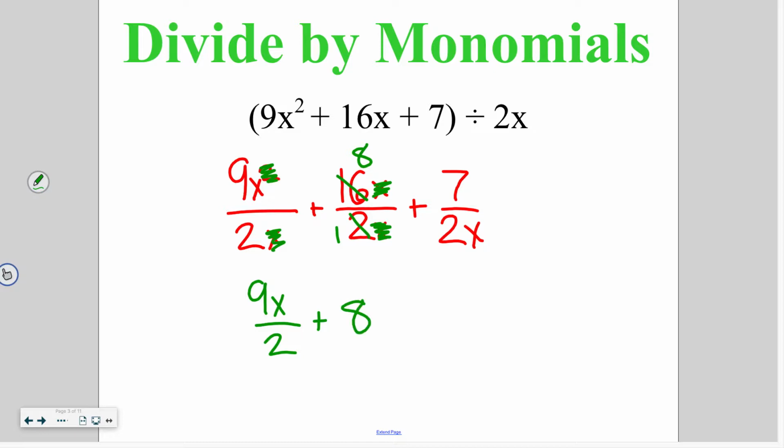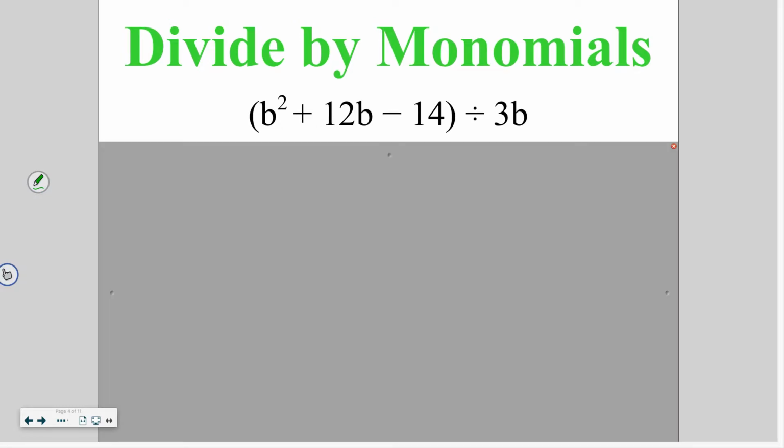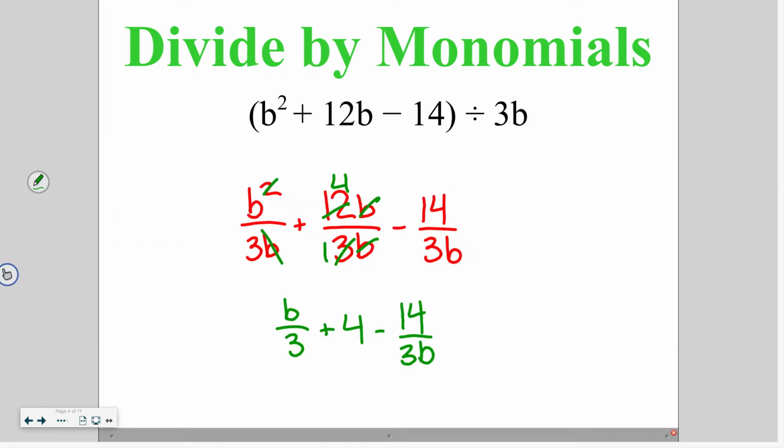And then last, I look at 7 over 2x, there's nothing to reduce there, so I leave it as 7 over 2x. So we're simply looking to see if each piece of the polynomial can be divided by the monomial, and then reducing those answers. Go ahead and try this one on your own. Dividing each piece out, you get the reduced form of b divided by 3 plus 4 minus 14 over 3b.